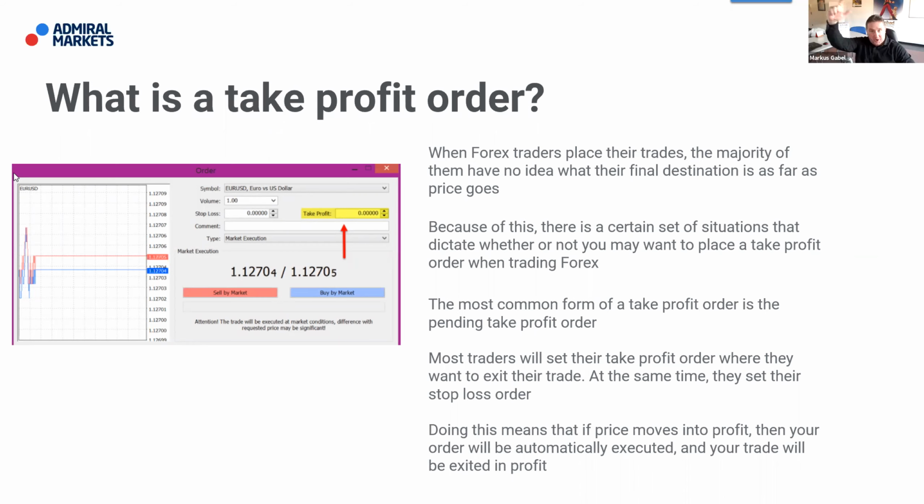If the trade is working with you and you make a profit, then it's a good thing to set a profit order. So doing this means that if the price moves into profit, to be honest, it's a seldom case most of the time, then your order will be automatically executed and your trade will be exited in profit.